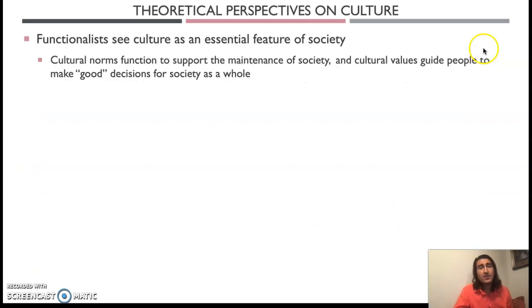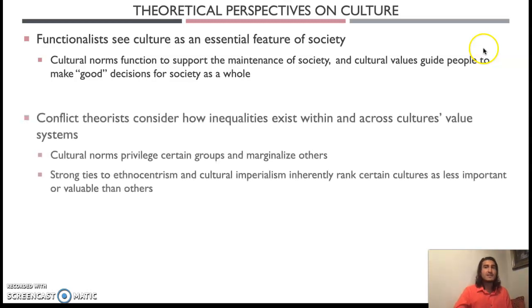Theoretical perspectives on culture. Lastly, functionalists largely see culture as an essential feature of society. Again, think of Durkheim and his ideas of the collective consciousness, right, and social solidarity. We're all in this together. Cultural norms function to support the maintenance of society, and cultural values guide people to make good decisions for society as a whole so society can function.